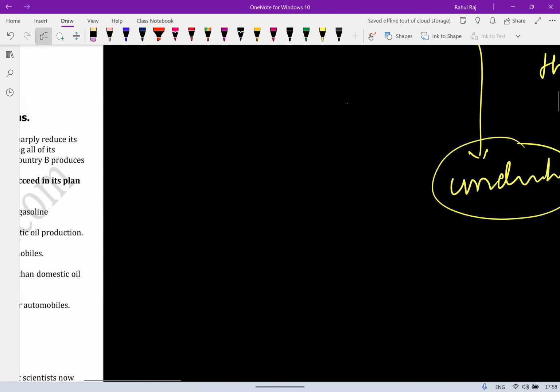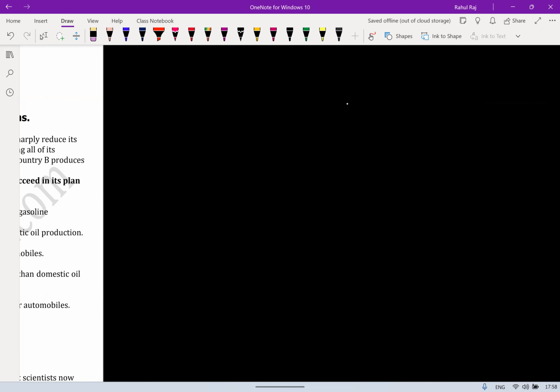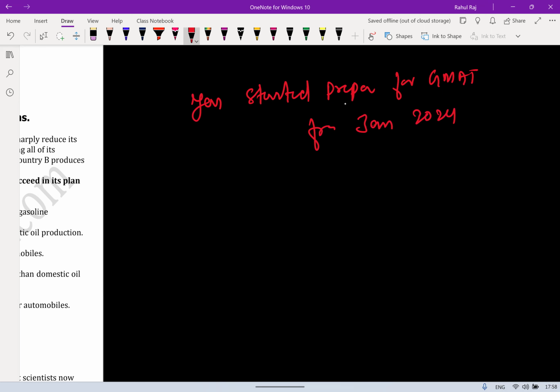Imagine, I'm just deviating a bit from the topic. Imagine if I say you started preparing for GMAT from Jan 2024. What is the inference to this statement? Inference means what is your understanding from this statement? Simple logic. So please tell.